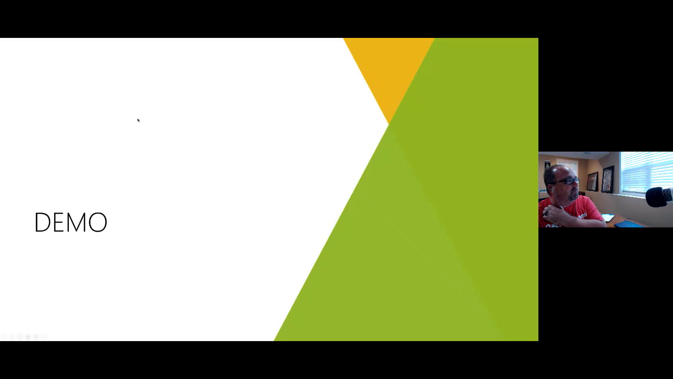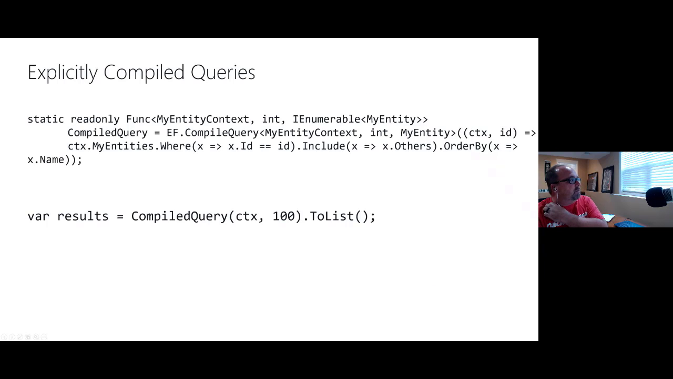See, we have this Func. So we can just say compiled query, and we can give it 100, and that will run this LINQ statement that's been compiled. It's been JITted ahead of time, and we can run this over and over again without the overhead of compiling that LINQ statement over and over again. So it saves on some overhead, and I'm going to show you the benefits of it.